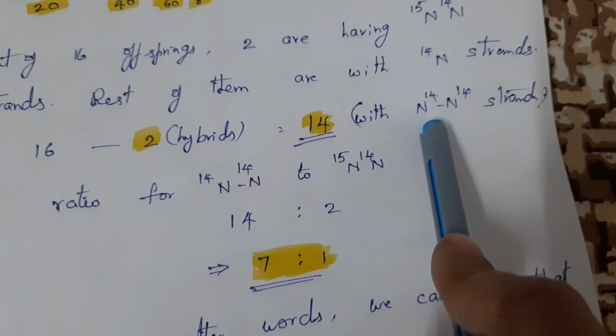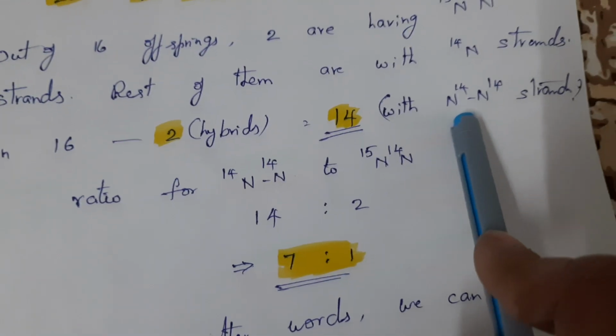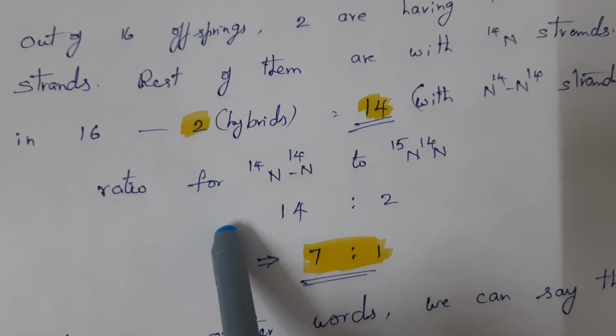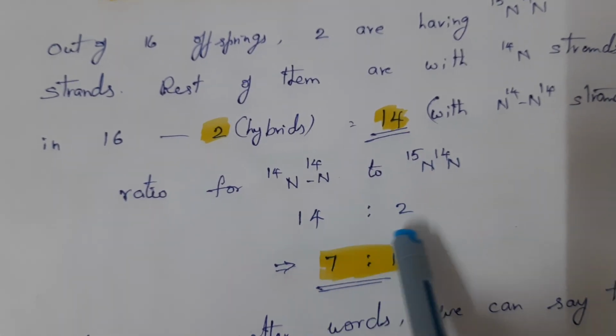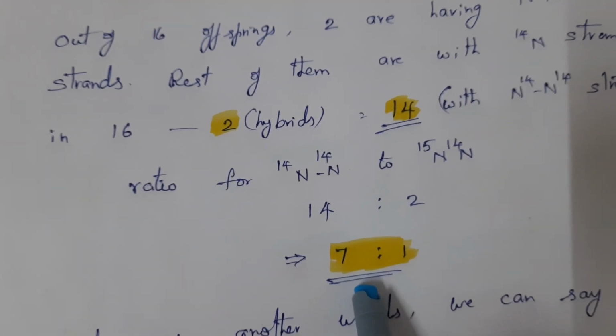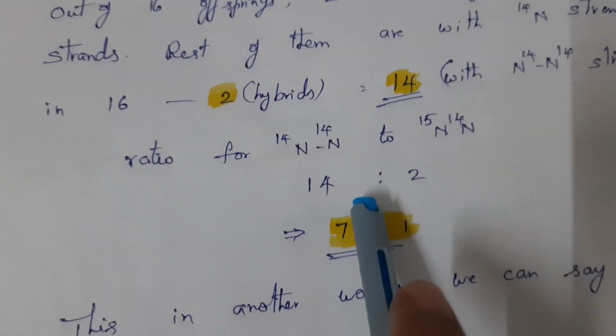That is, both the strands are homozygous. Then in this, the ratio can be N14 to N15. That is 14:2. That is, when we simplify, it comes as 7:1.